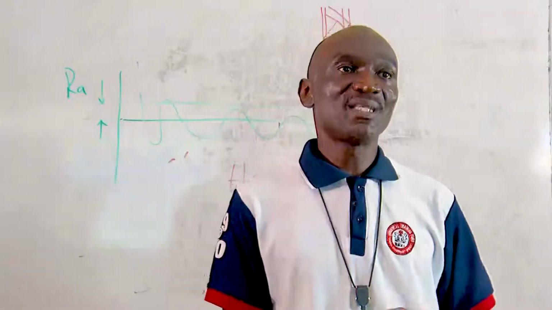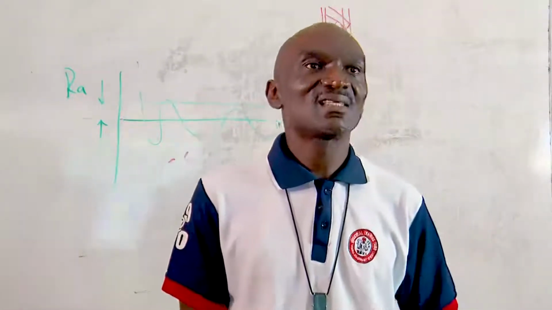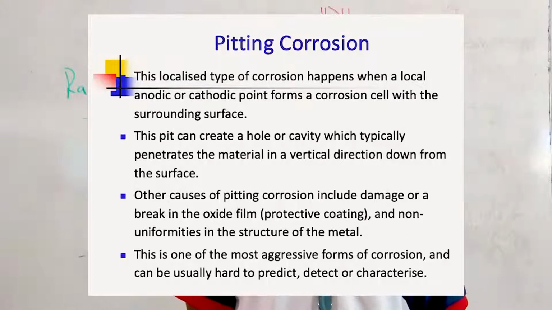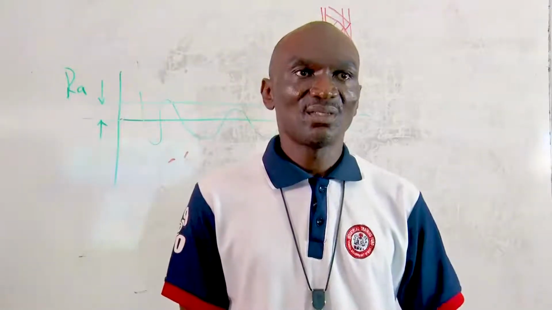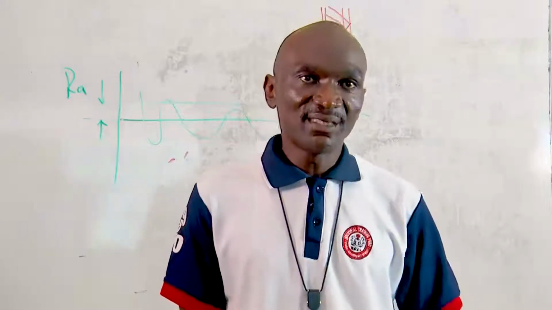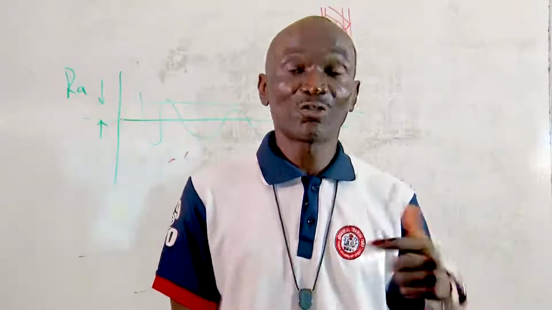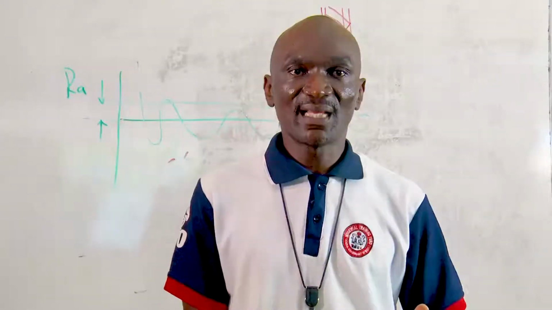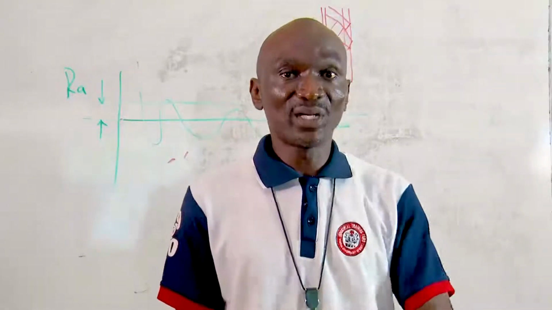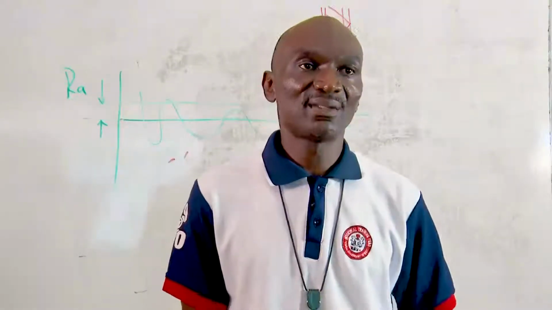Now, the first one is pitting corrosion. This localized type of corrosion happens when a local anodic or cathodic point forms a corrosion cell with the surrounding surface. As the name implies, it takes the form of a pit that develops, like a hole or cavity, which typically penetrates the material in a vertical direction down from the surface. If left unchecked, it continues to burrow down into the inner parts of the material.